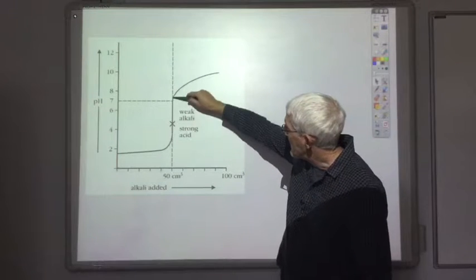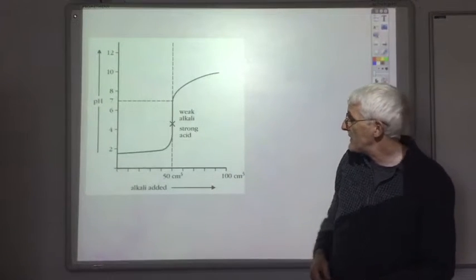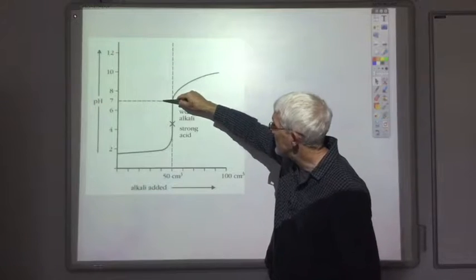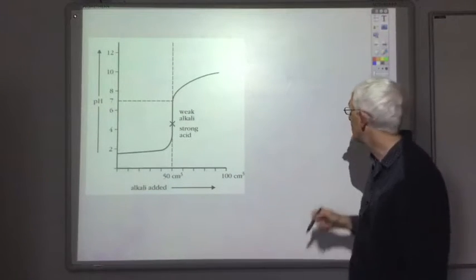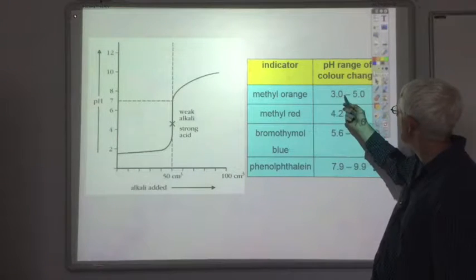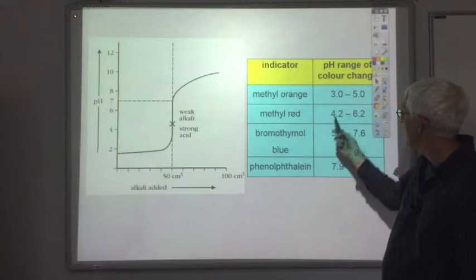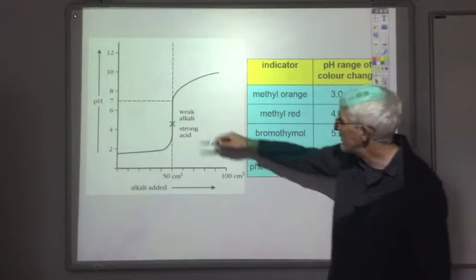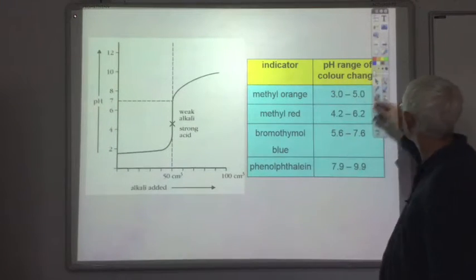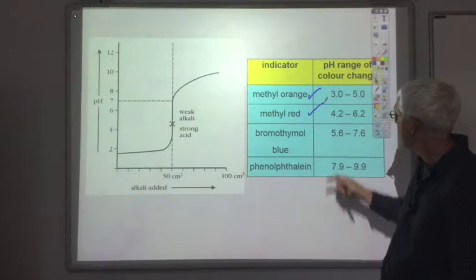Again, there's a rapid change in the pH when we approach the end point. In this case the pH is changing from about 3 to about 7. So what indicator could we use for this? Well, methyl orange changes from 3 to 5. That probably looks useful. Methyl red, 4.2 to 6.2. Again, that is within the range of the rapid change in pH. So both methyl orange and methyl red would be useful.